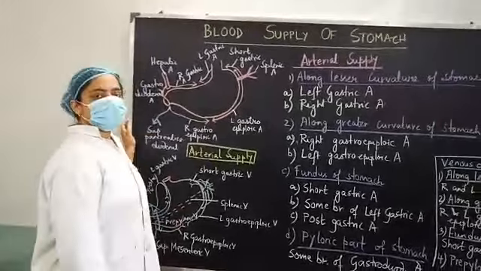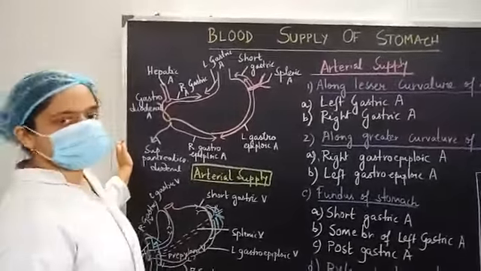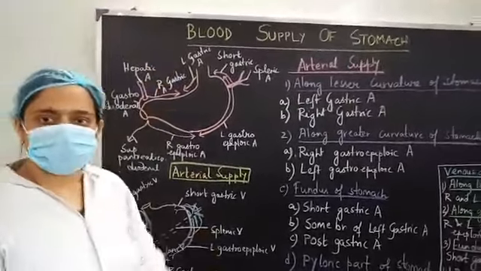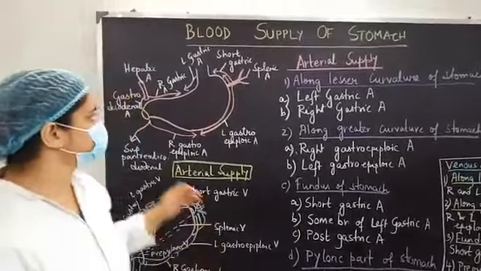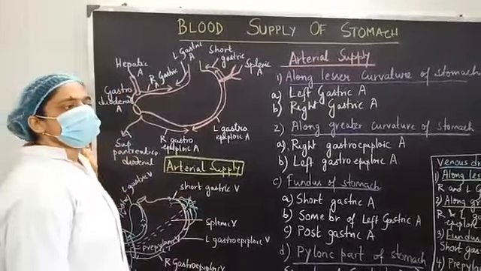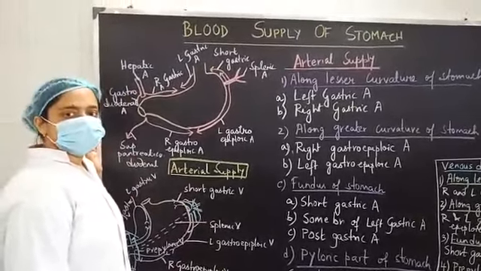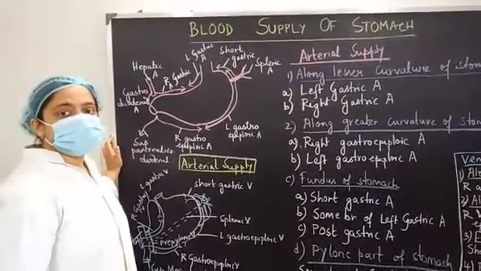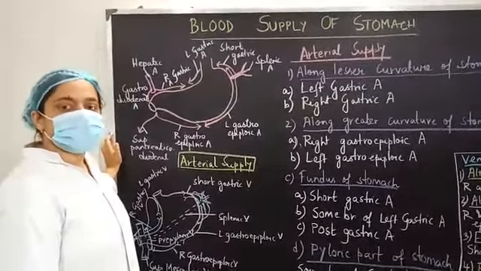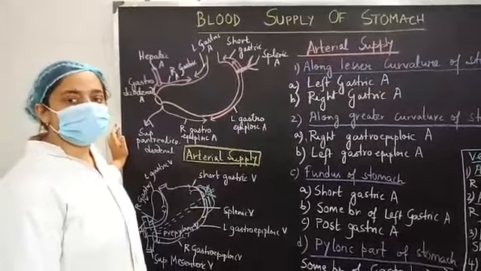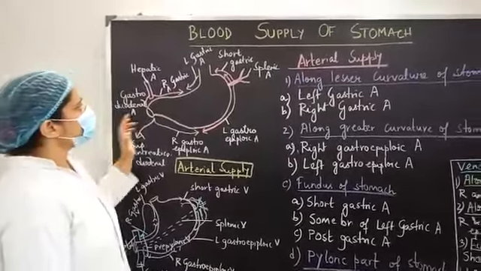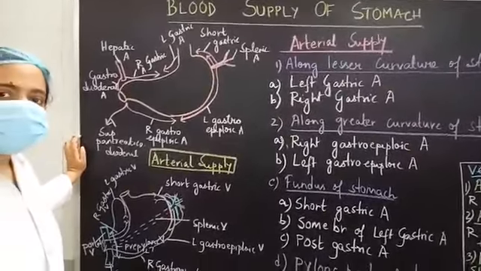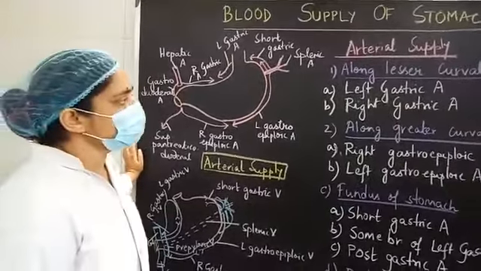So today we are going to discuss one important theoretical topic. It is the blood supply of stomach. Now by this time you already know that the first ventral branch of the abdominal aorta is the celiac trunk. So stomach is mostly supplied by these various branches of the celiac trunk.